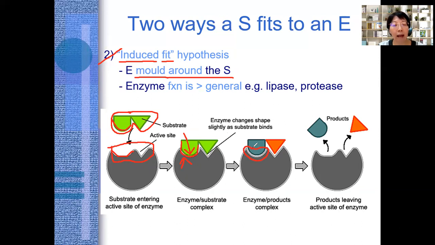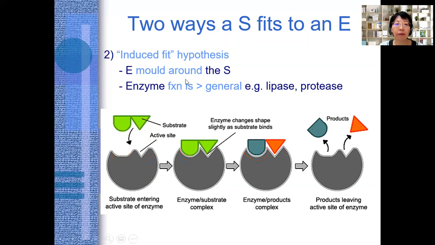So that is how lipase and protease can catalyze the hydrolysis of lipid and protein, by this process called induced fit. The shape of lipids is slightly different for different lipids. So when they sit in the active site, the enzyme can mold around them and catalyze the reaction. This is for enzymes where the function is more general, like lipase and protease, which I mentioned just now.